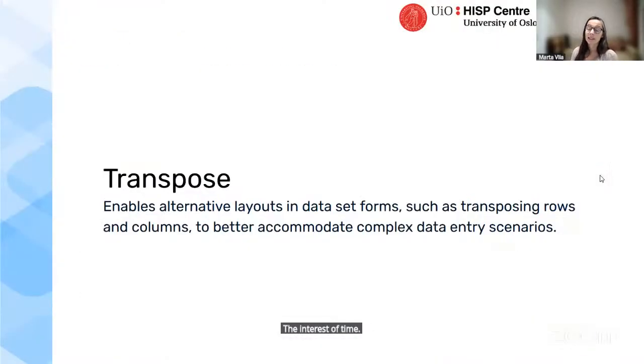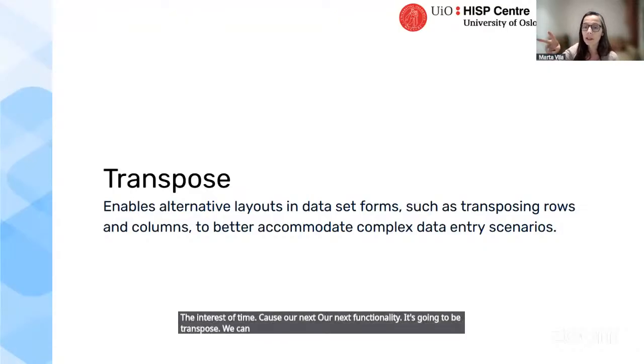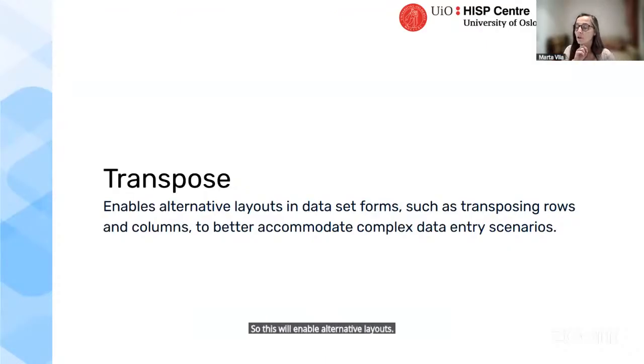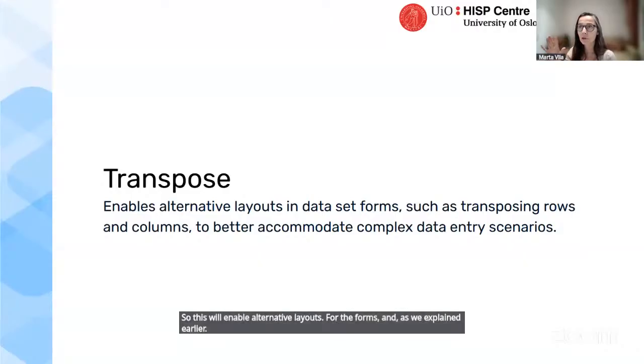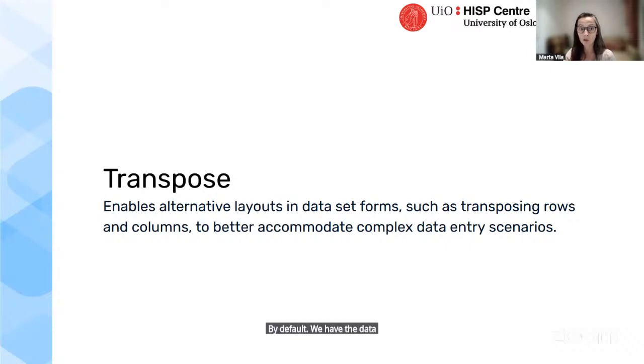Because our next functionality is going to be transpose. We can transpose rows and columns. So this will enable alternative layouts for the forms. As we explained earlier, by default, we have the data elements as rows and the options of the category combination as columns. So we can play with that.